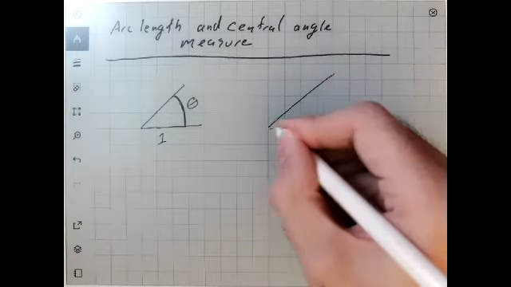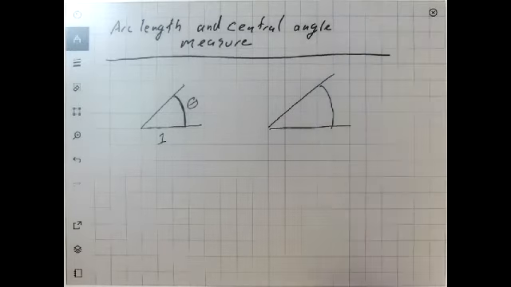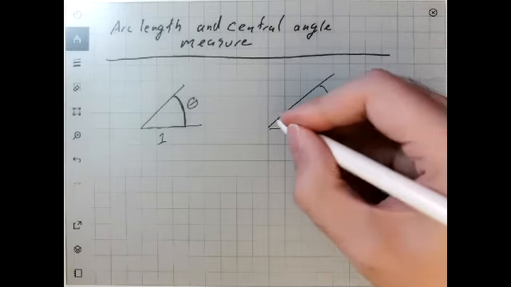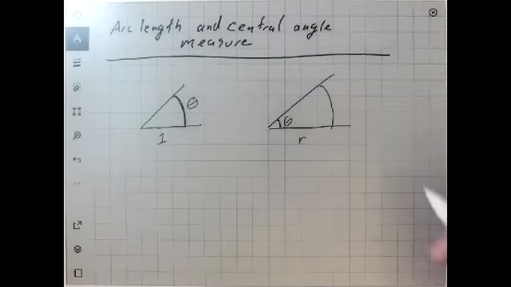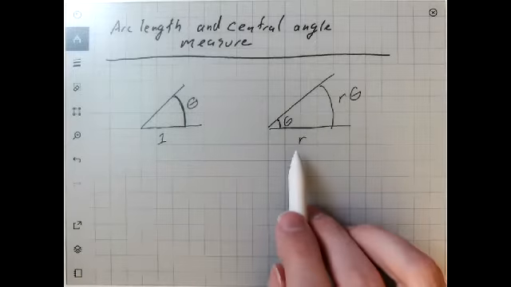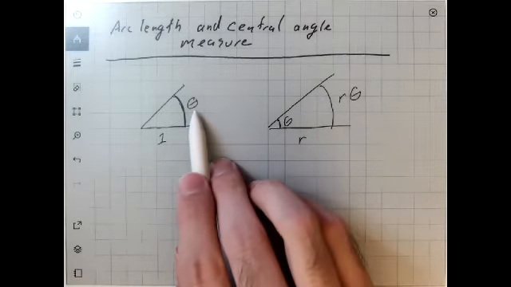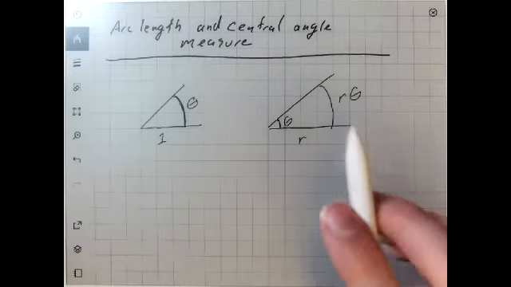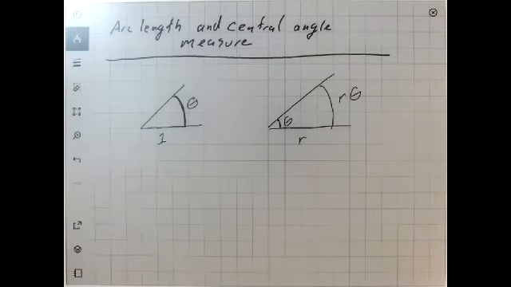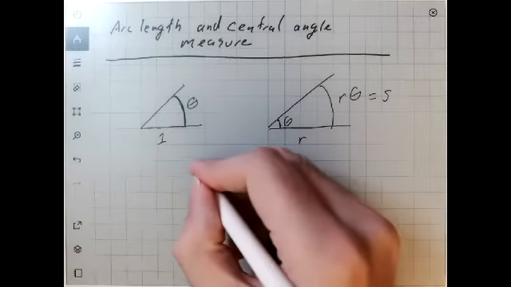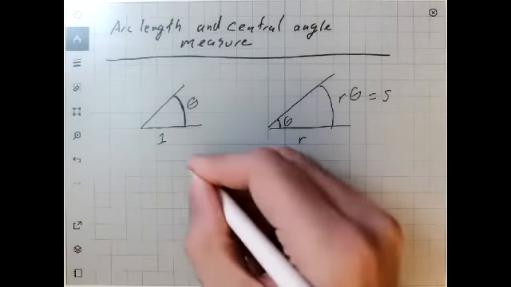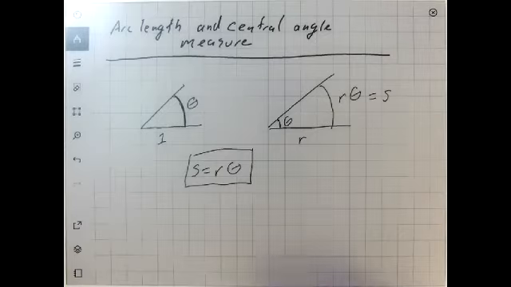So if I have a longer radius, call it r, but my angle is the same, then my distance out here, since I went from 1 to r, I multiplied by r, so I go from theta to multiply by r theta. We call this the arc length of a circle, and we represent it traditionally with the variable lowercase s. So s equals r theta is your equation for arc length.